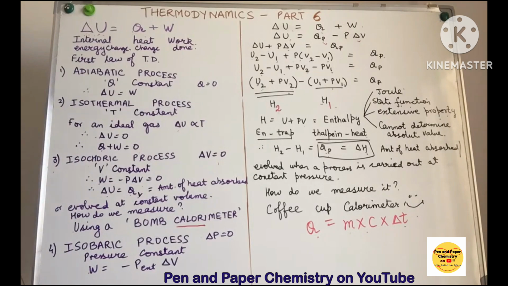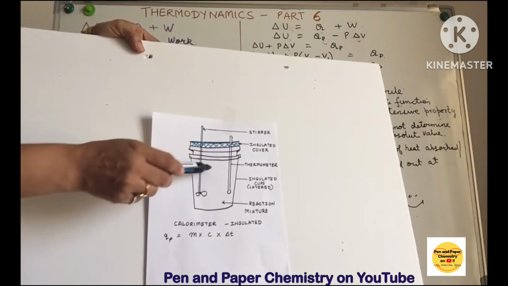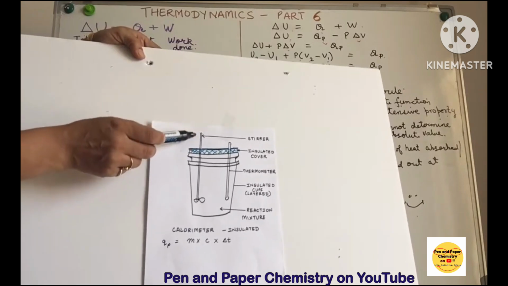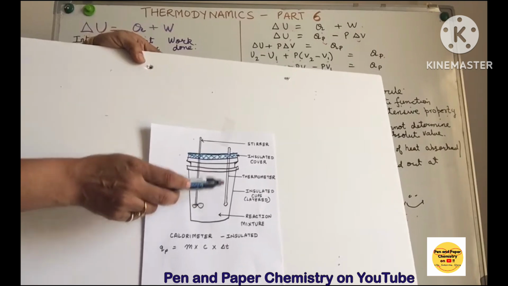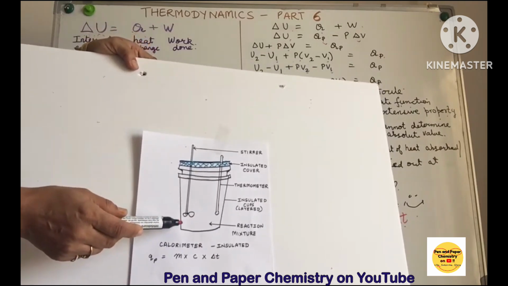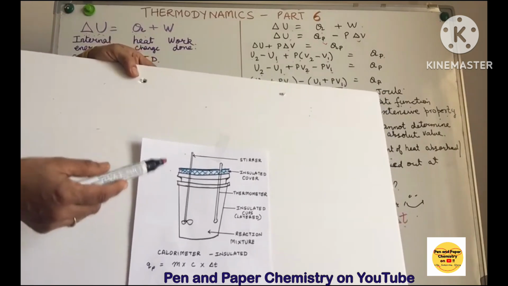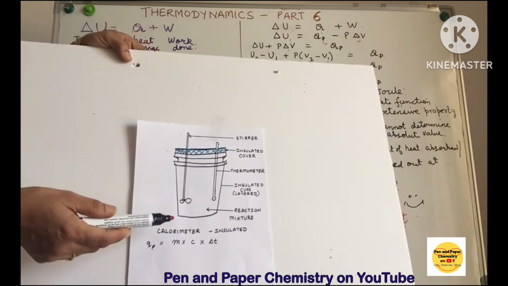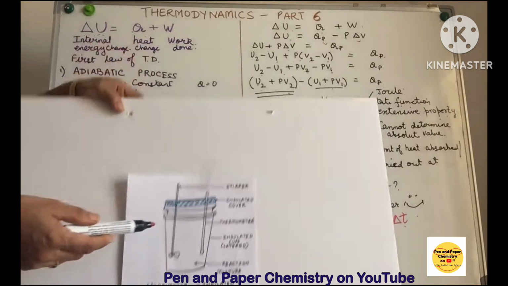To represent it diagrammatically, we have an arrangement where we have put stacks of insulated cups. There's an insulated cover on the top. We have the stirrer. We have the thermometer in order to measure the temperature change. So we simply call it a coffee cup calorimeter. It's just a calorimeter which is measuring the amount of heat. Calorie is the unit of heat, so it is measuring the amount of heat under conditions of constant pressure.